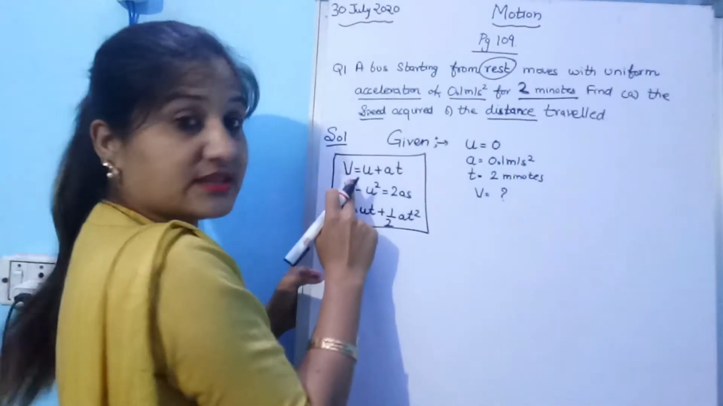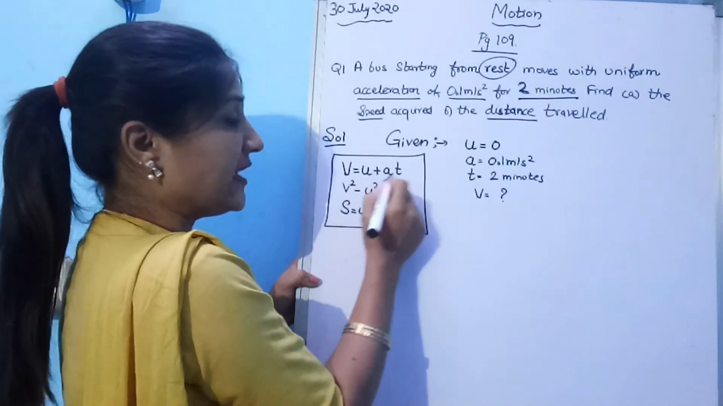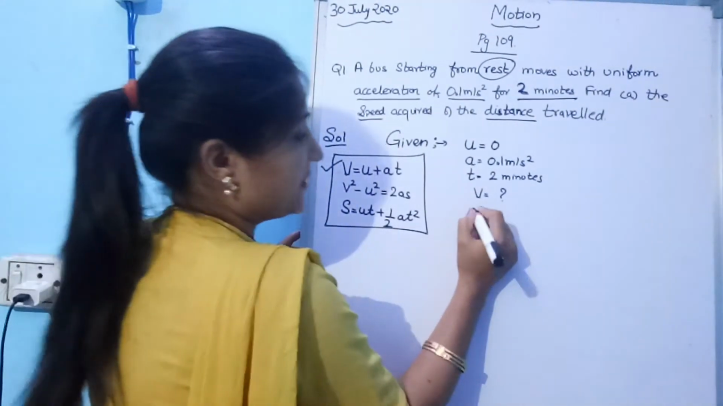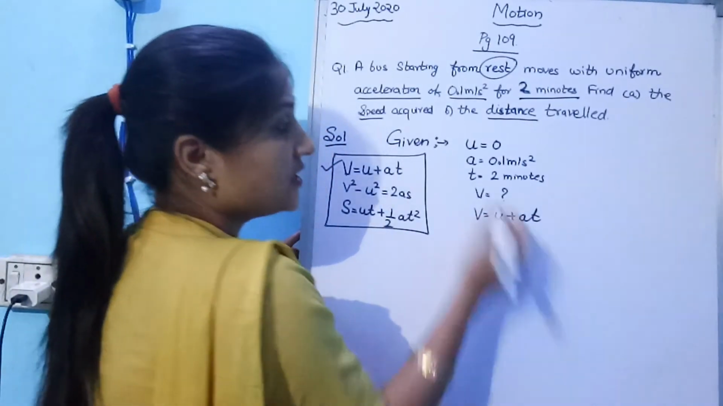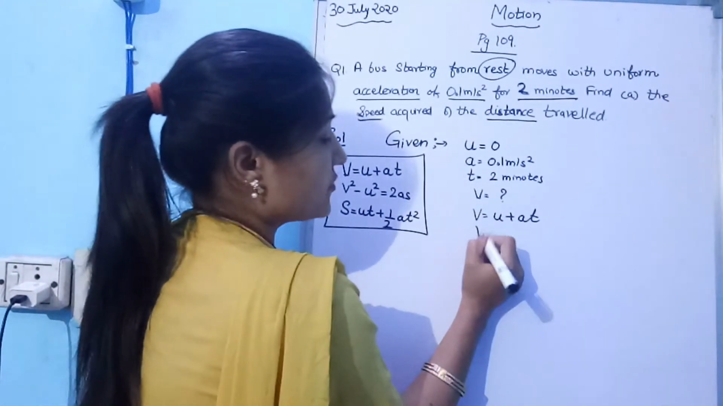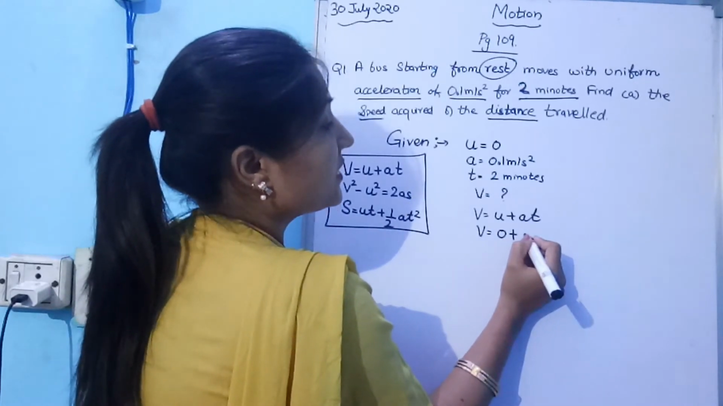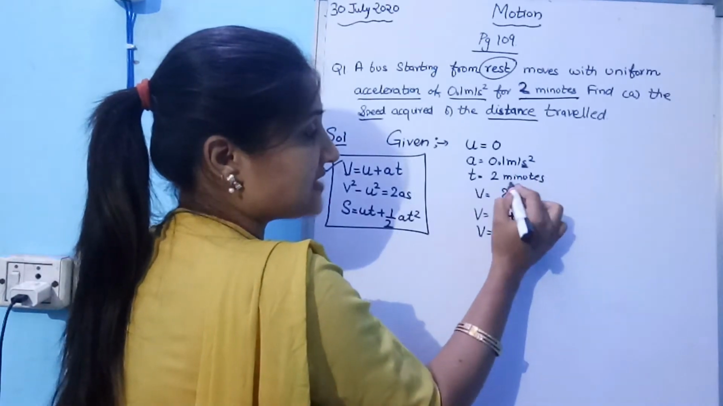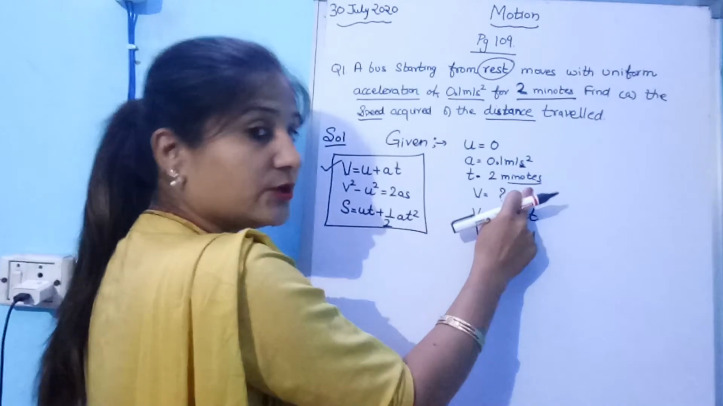So see, in this we have to find out v, and u, a and t are given to us. So we will apply formula number 1. V is equal to u plus at. Now put the values of u, a and t. So v is equal to 0 plus 0.1. But see, this is in seconds and this is in minutes. So you have to convert the 2 minutes into seconds.